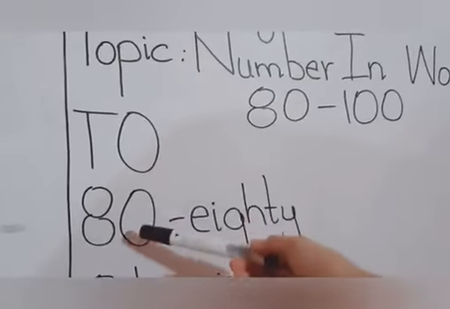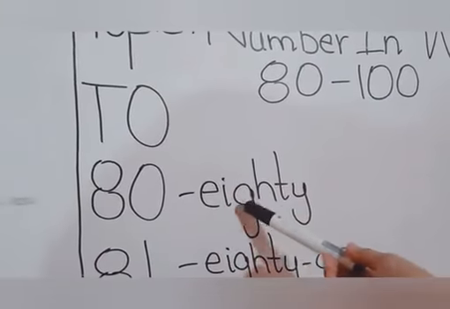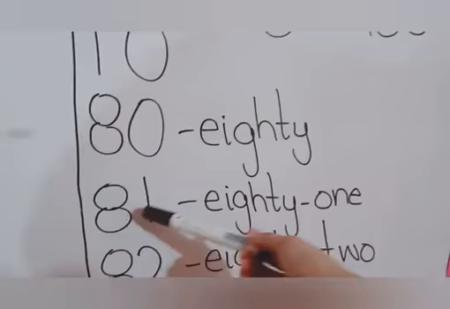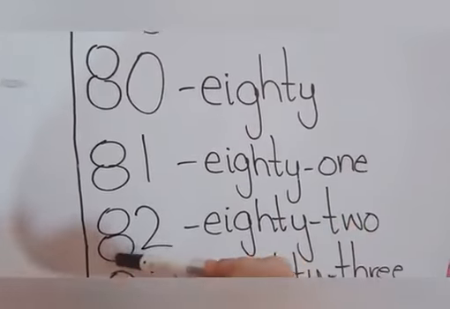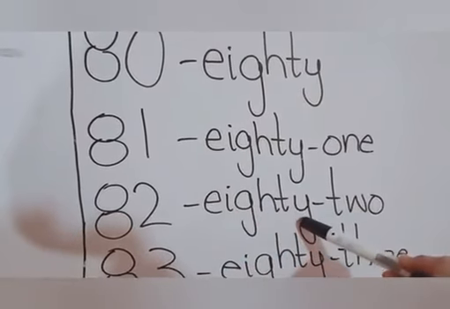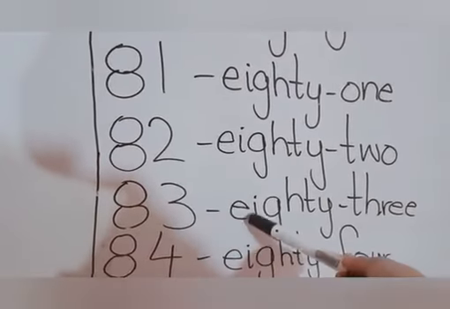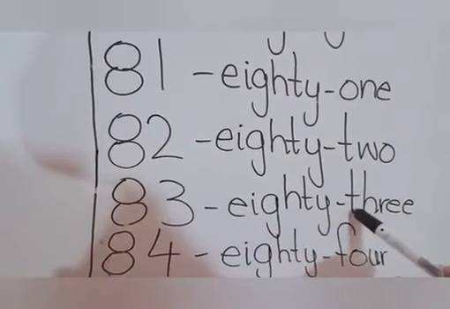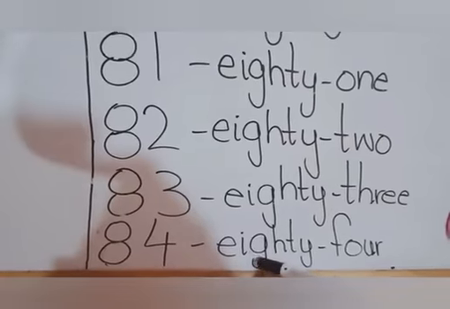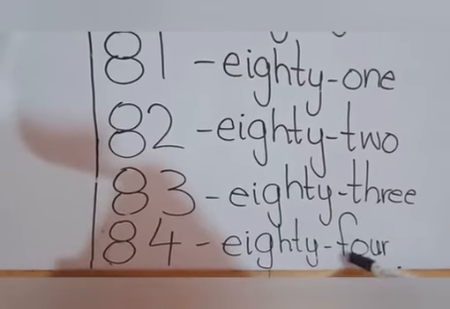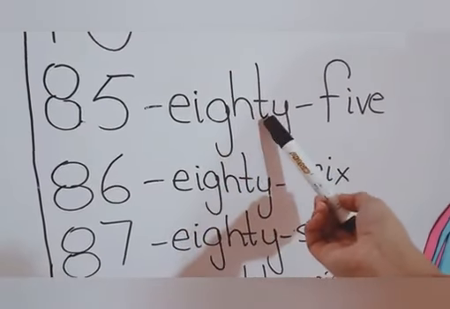Okay, let's start. First our number is 80. E-I-G-H-T-Y, 80. 81. E-I-G-H-T-Y, 80. O-N-E, 1, 81. 82. E-I-G-H-T-Y, 80. T-W-O, 2, 82. 83. E-I-G-H-T-Y, 80. T-H-R-E-E, 3, 83. 84. E-I-G-H-T-Y, 80. F-O-U-R, 4, 84.